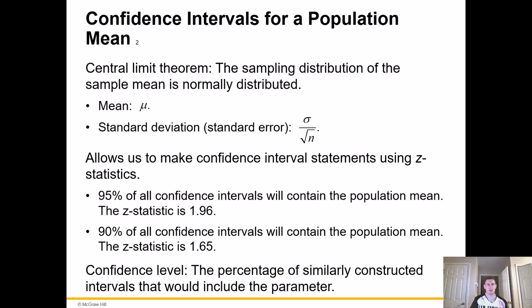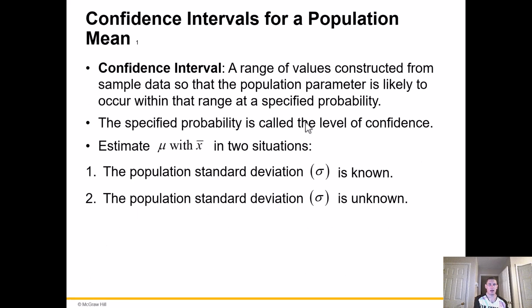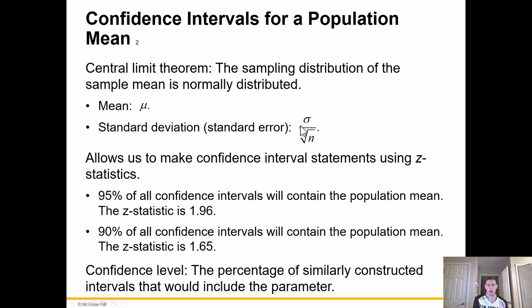The sampling distribution of the sample mean is generally going to be normally distributed, again, with enough samples. So we have the mean and we have the standard deviation, and we just divide it by the square root of n, where n is the number of data points in our sample. And this allows us to make confidence interval statements using z-statistics, or basically probability statistics.